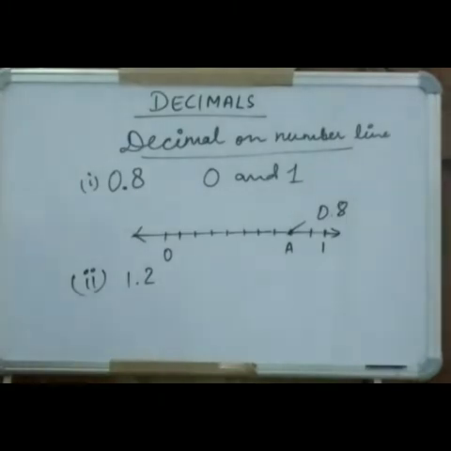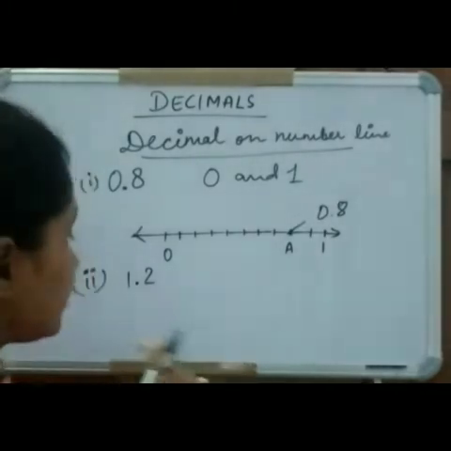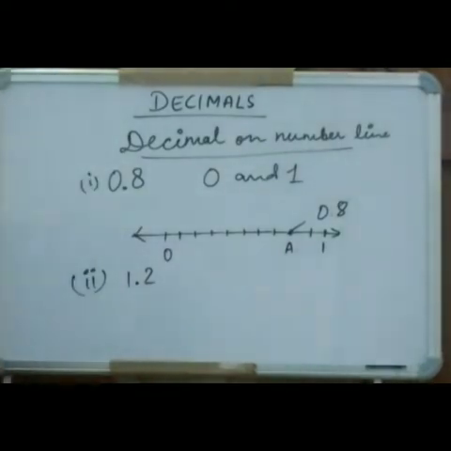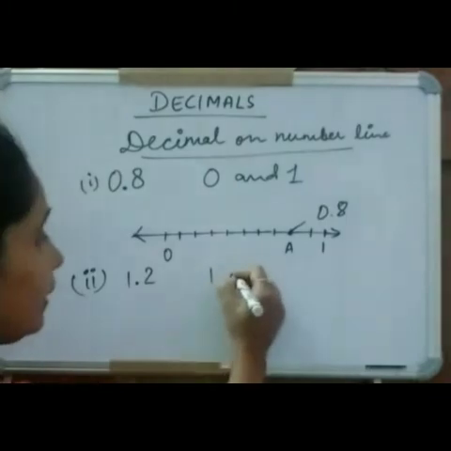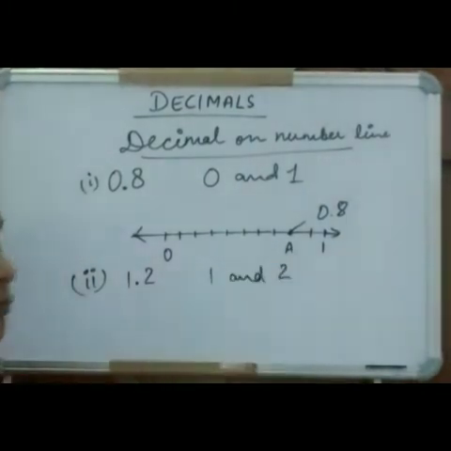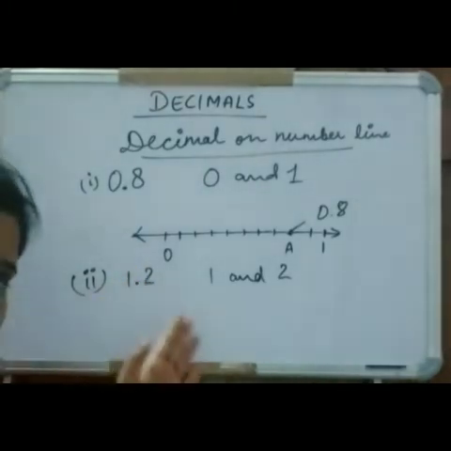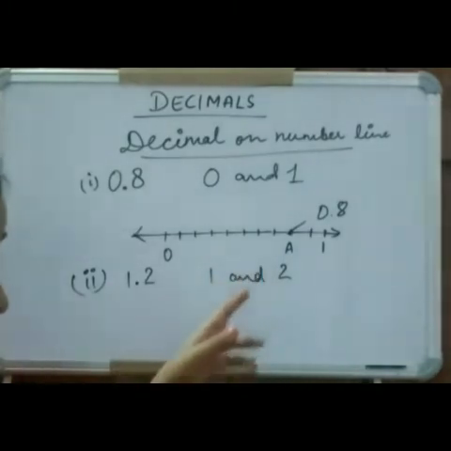Now suppose we have another number, 1.2. So first of all what we will do? We will just see this 1.2 is coming between which numbers? The 1.2 will come between 1 and 2, because it is greater than 1 but less than 2.